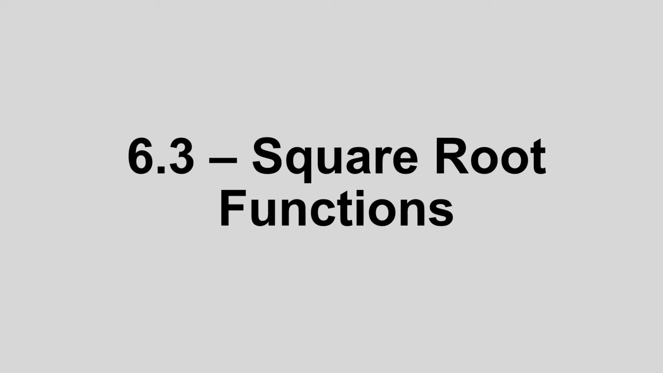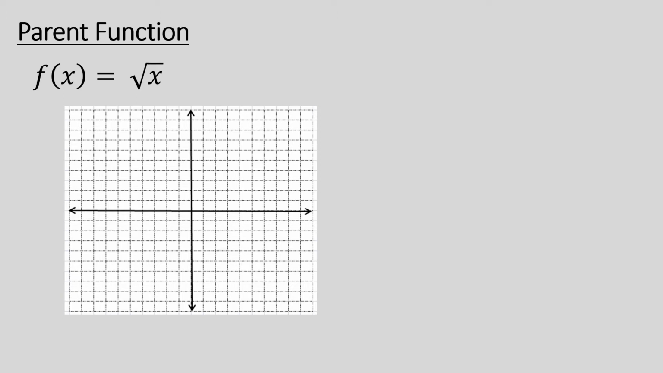In this section, we're going to be graphing square root functions. The parent function for a square root function is just the square root of x. And if we plug some numbers into here, we would want to pick numbers that are easy to square root. So we would start with 0. Square root of 0 is 0.